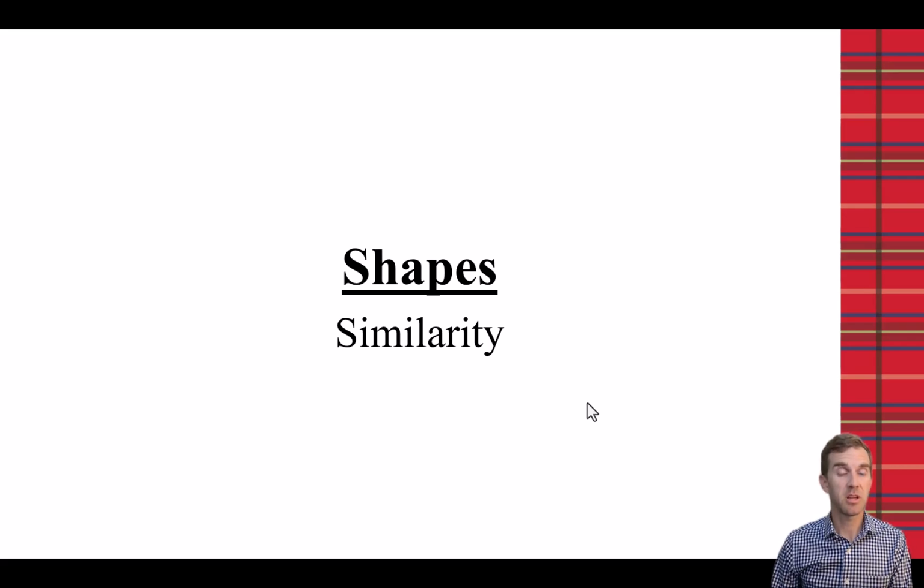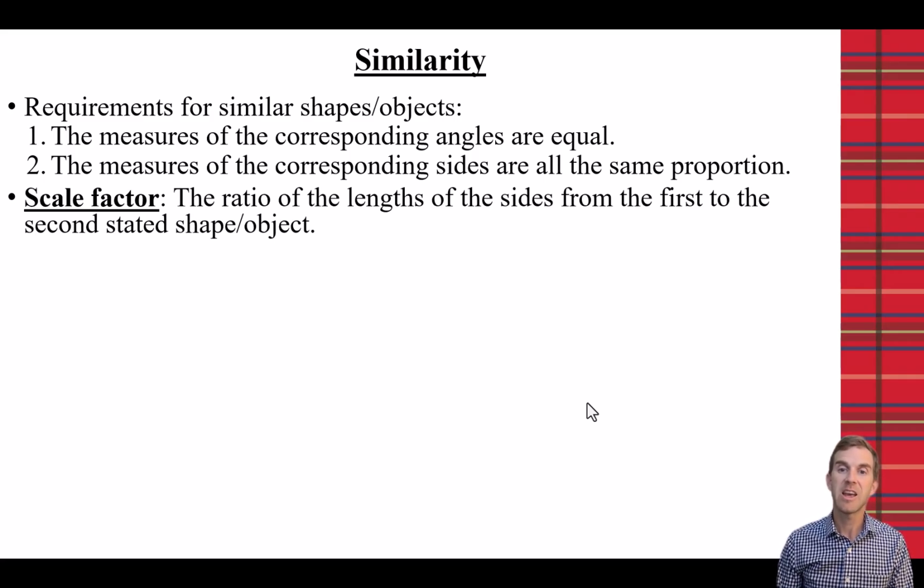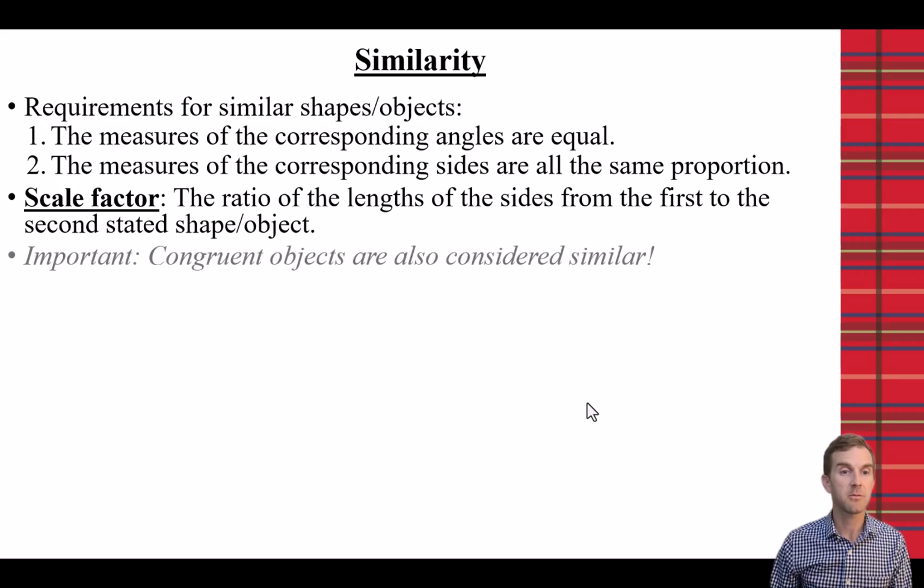In this video, we'll discuss similarity. Now, when we're talking about similarity, we're looking at similar objects and shapes where the corresponding angles are equal in measure and the corresponding sides have the same proportional measurement. That proportion we call the scale factor, and that's the ratio of one object's length to the other object's length, and all sides have to have that scale factor.